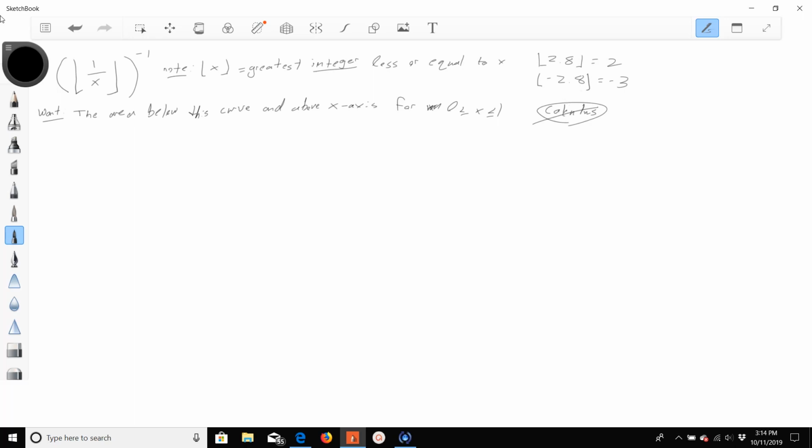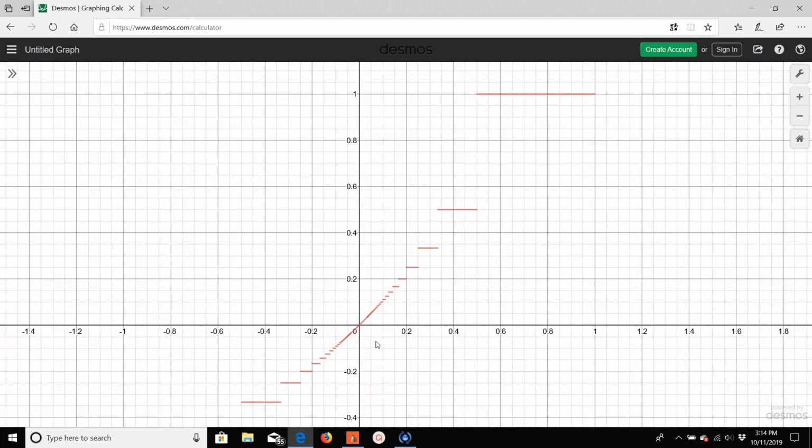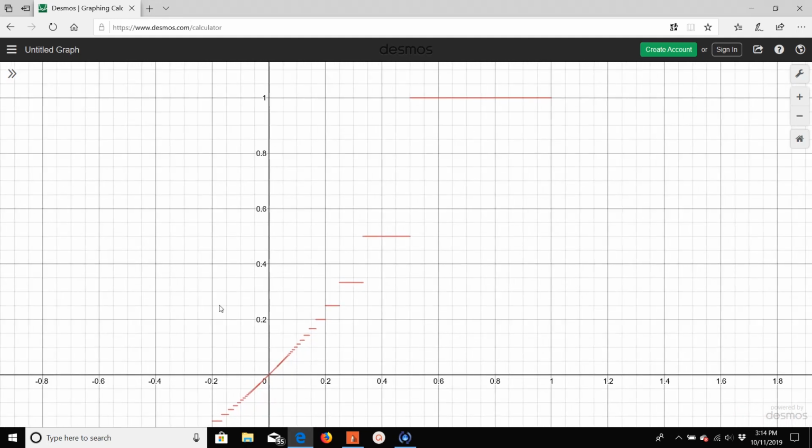So first of all, I think what might be of good help is to look at a graph of this. Here I've got my lovely graphing utility, Desmos. And along here is the area we're looking at.